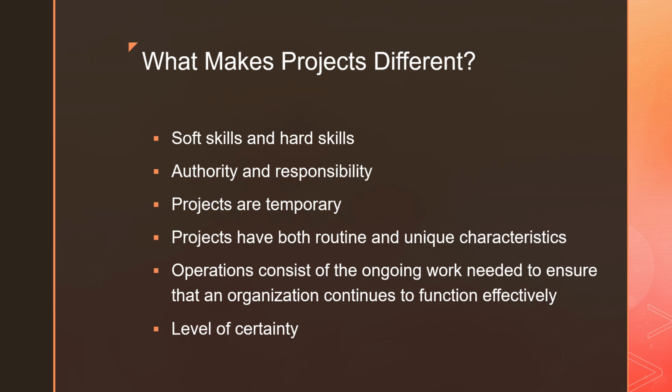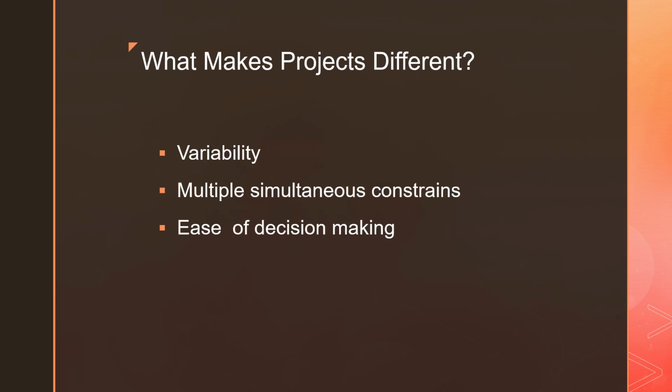Projects are temporary, as I told you. Projects have both routine and unique characteristics. Operations consist of ongoing work needed to ensure that an organization continues to function effectively. The characteristics may depend on the level of certainty and uncertainty also. It depends on the variability of the project, the multiple simultaneous constraints, the six constraints, the level of the six constraints, the ease of decision making, etc.